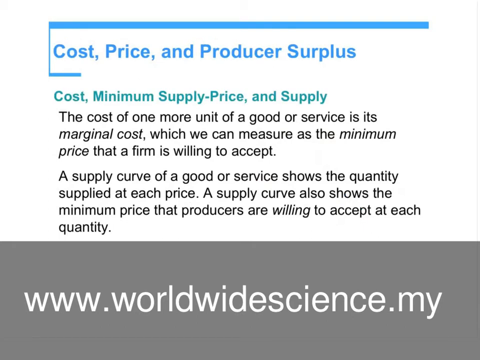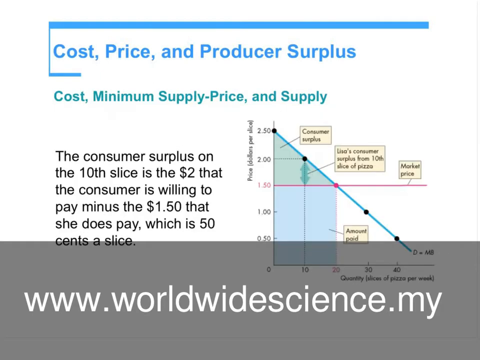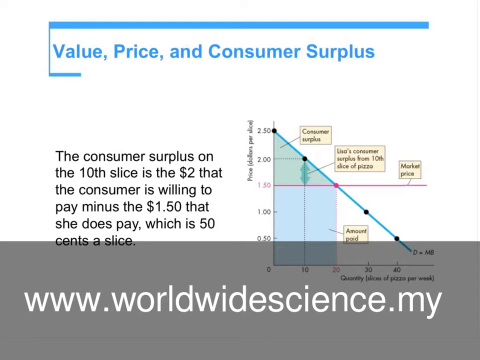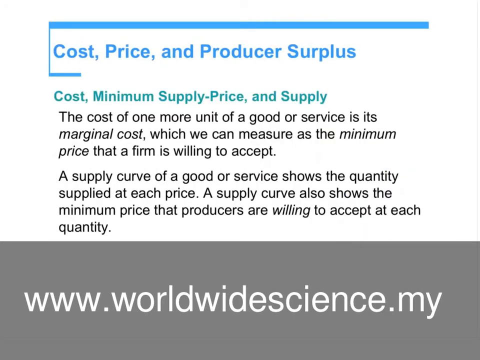Then cost, minimum supply price, and supply. The cost of one more unit of a good or service is its marginal cost, which we can measure as the minimum price that a firm is willing to accept. So that is regarding the firm that produces the product or service. So the cost of one more unit to create that product is marginal cost.